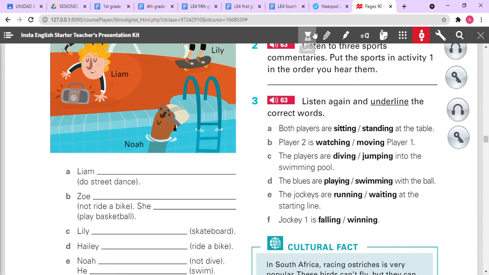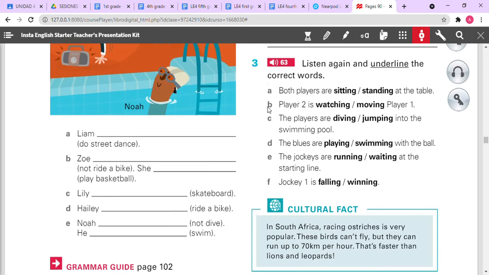Okay class, this was the audio. So what you have to do is to select the first or the second word. Also, this activity is going to be done in our classes.